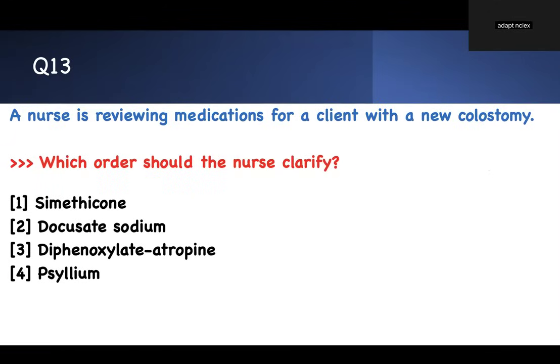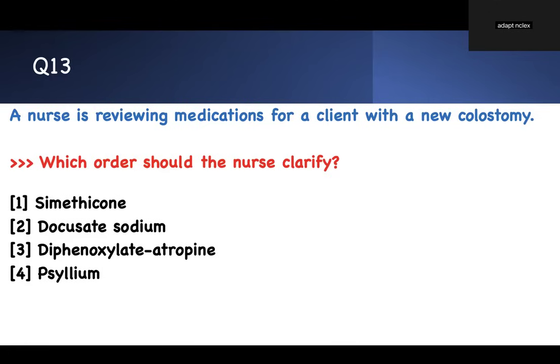And next is reviewing medication for a client with a new colostomy. Which order should the nurse clarify? Think about it. What does the patient have? A new colostomy. With a new colostomy, you don't want them to be constipated. Which medication is going to cause constipation?